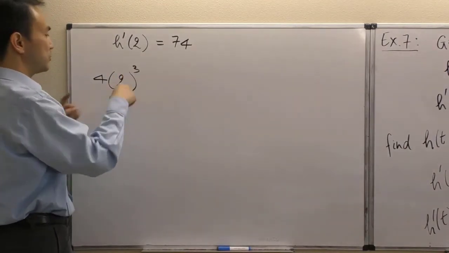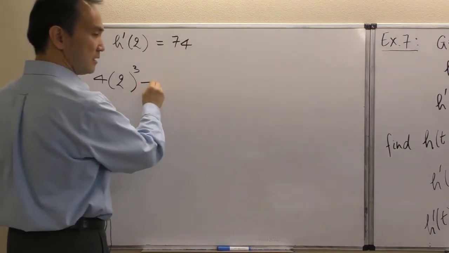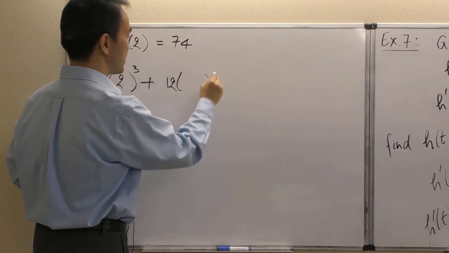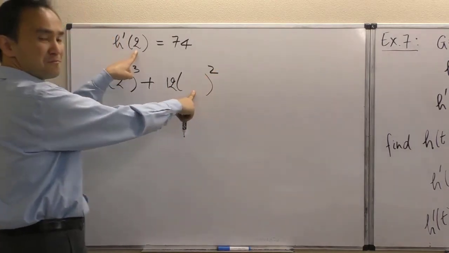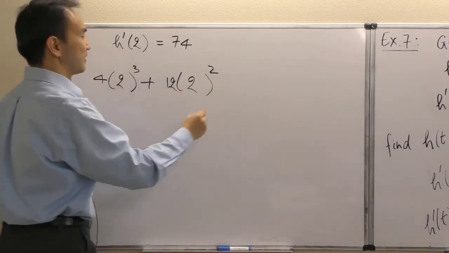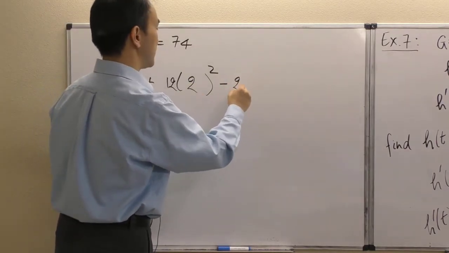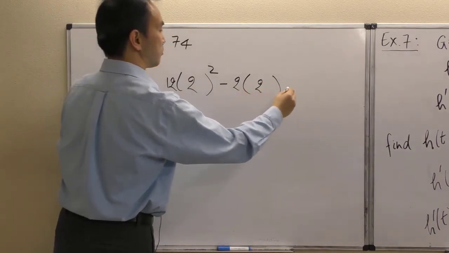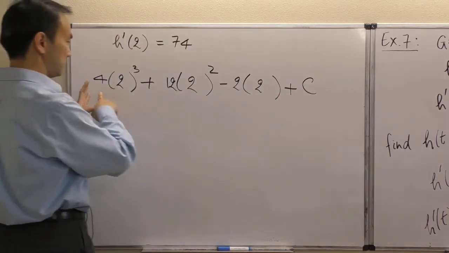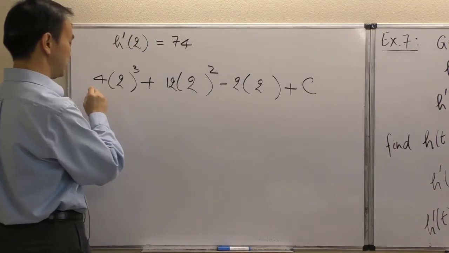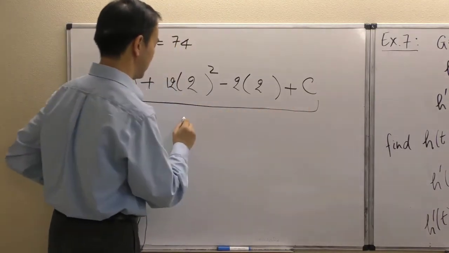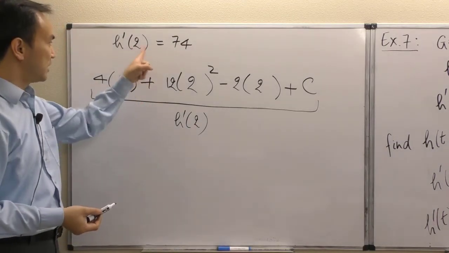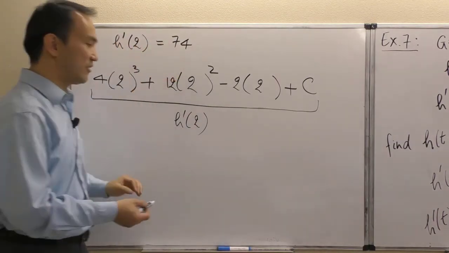So 4 times 2 cubed plus 12 times t squared, but t now is substituted by 2. And then minus 2 times t, but t now is substituted by 2. And then plus c. All of that here is h prime at 2. The initial condition is saying h prime at 2 equals 74.